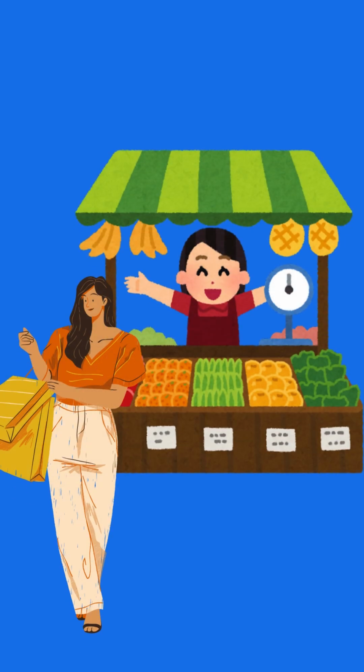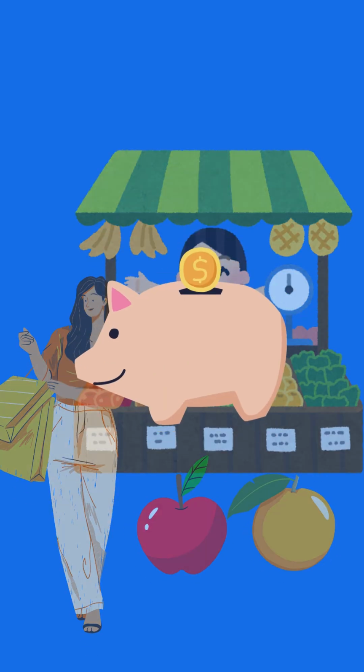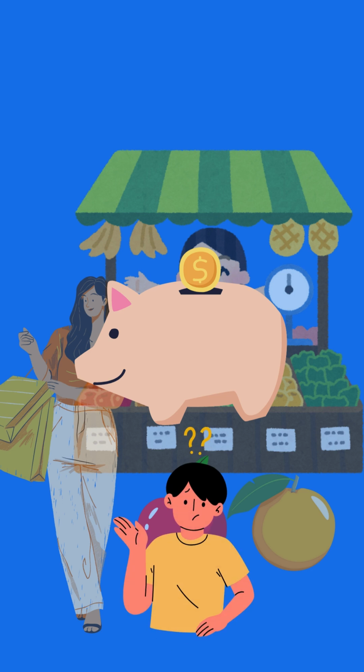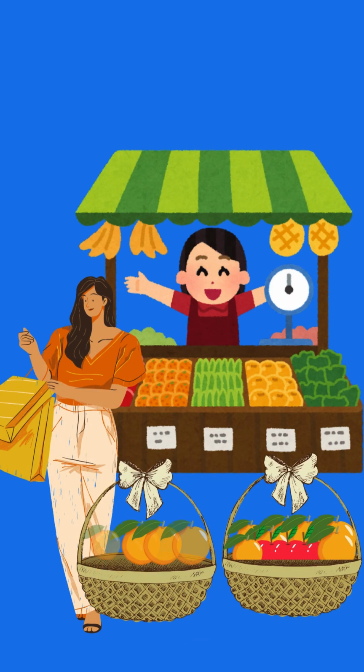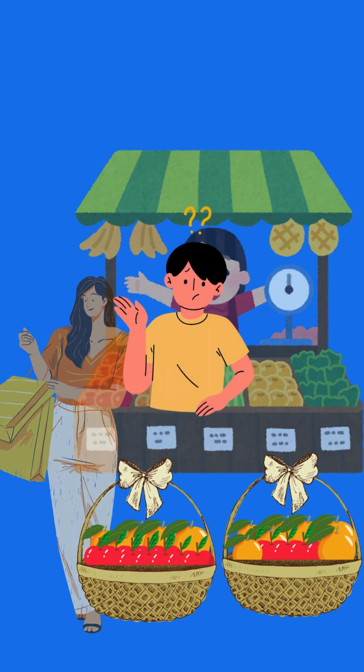Imagine you're shopping for fruits. You love apples and oranges, but you have a limited budget. How do you decide how many of each to buy? Let's say you have two options, a basket with 5 apples and 10 oranges, or a basket with 10 apples and 5 oranges. Which one would you choose?